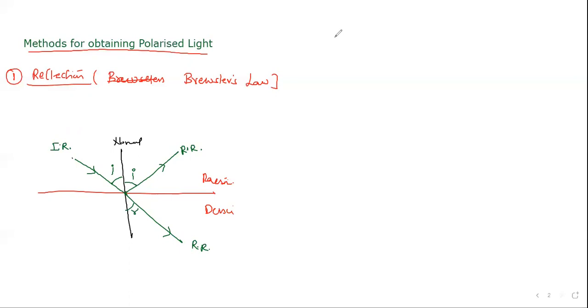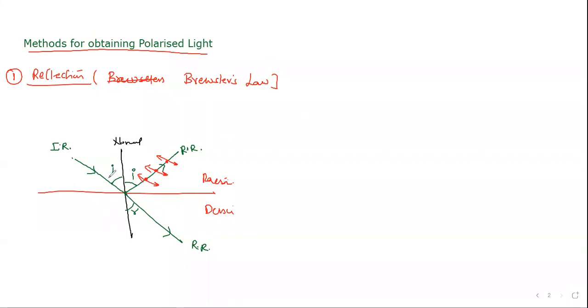Now what happens when this happens? Some part, look here, this is your reflected ray. So this ray is partially polarized. We represent it that way. This reflected ray will be partially polarized, right? Now what happens? Suppose you keep changing the angle of incidence.